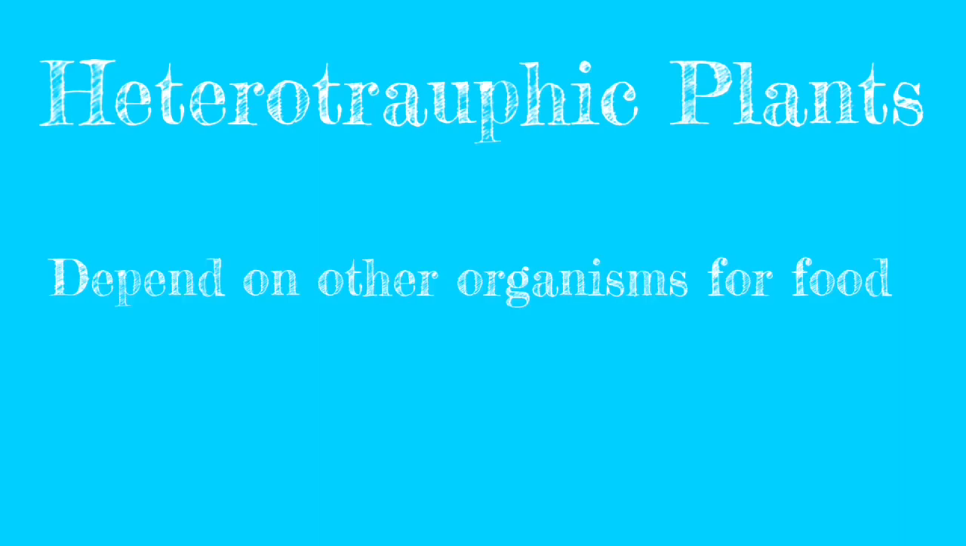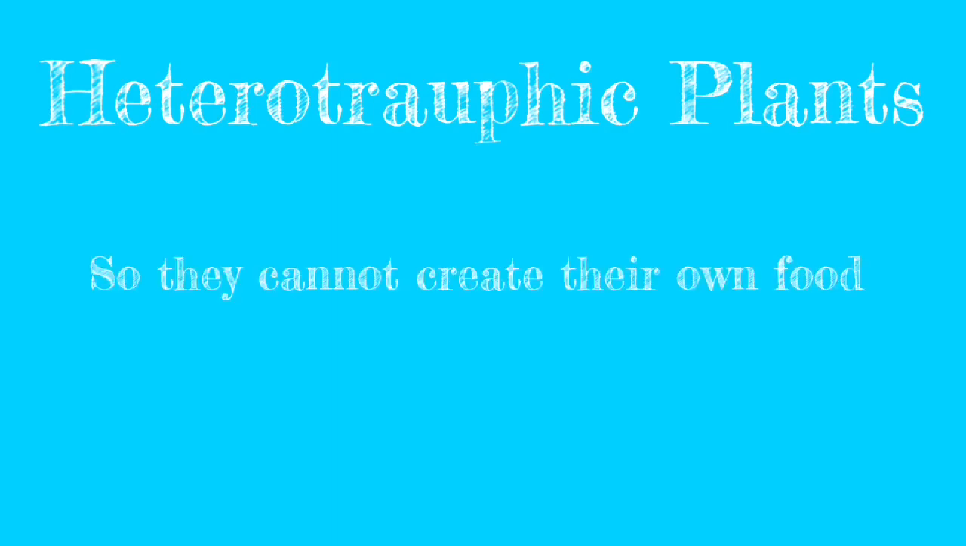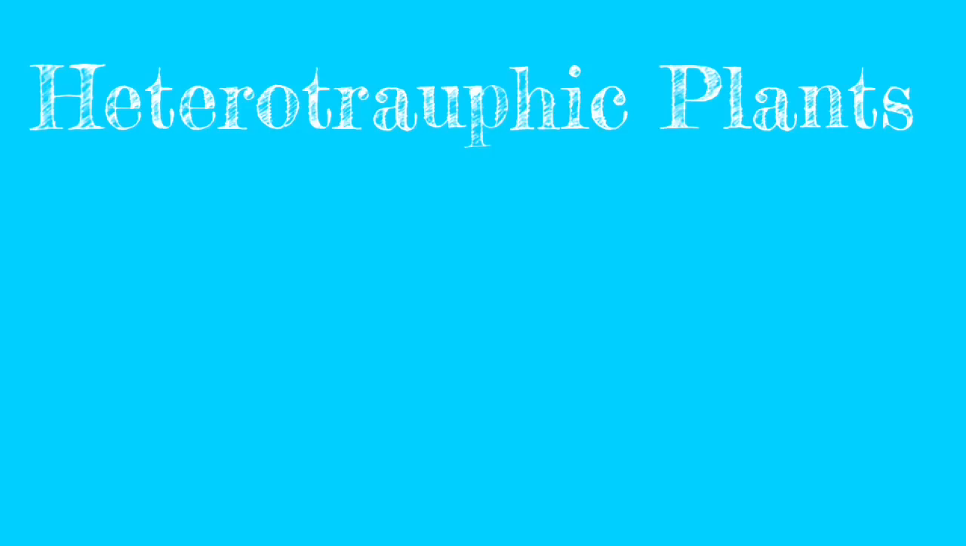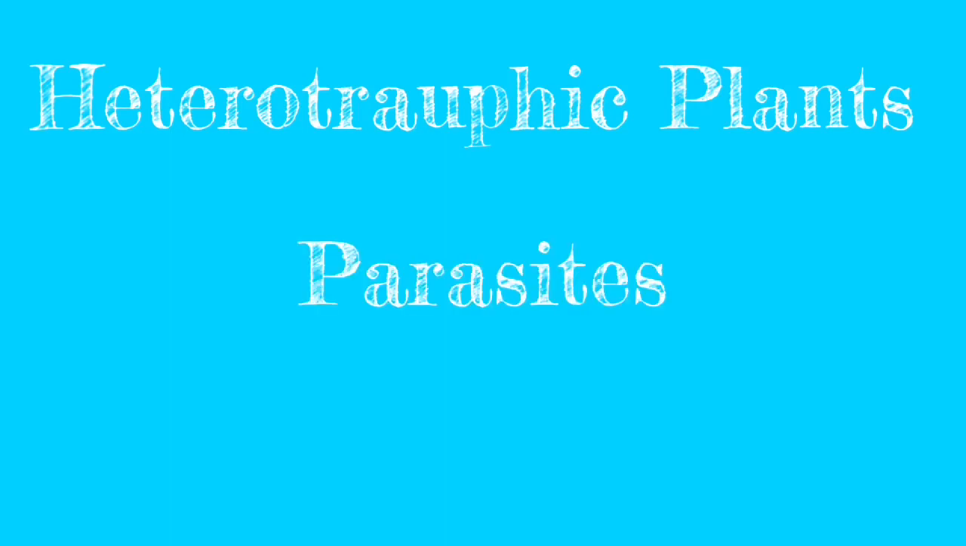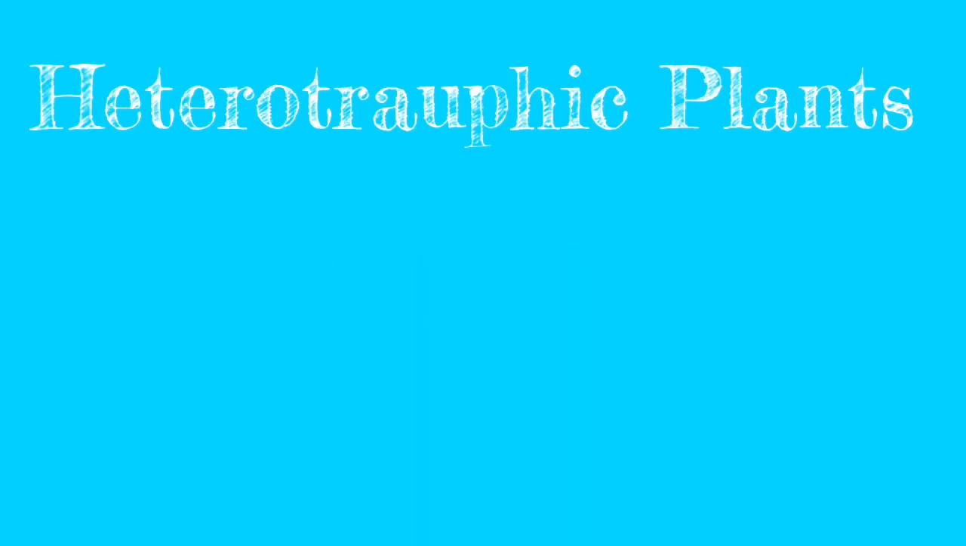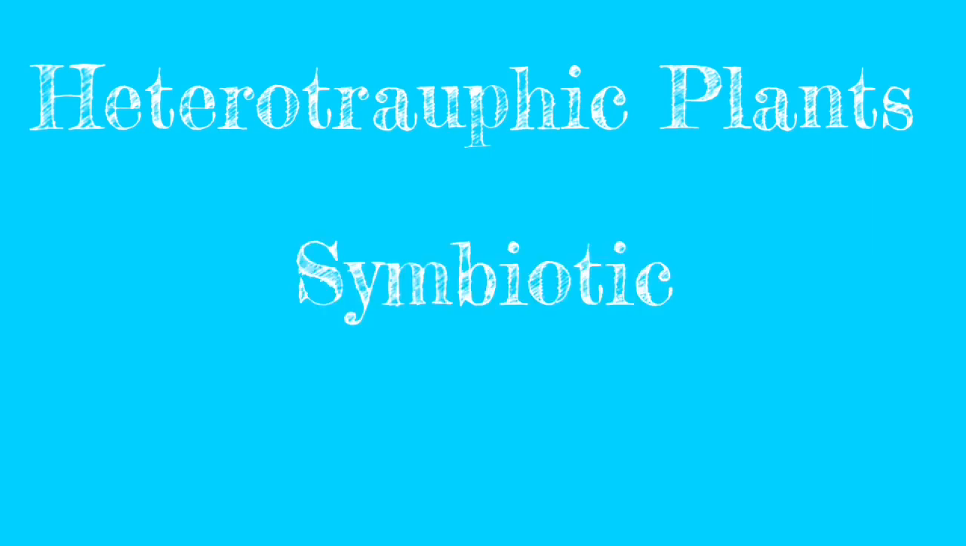So in simpler words, heterotrophic plants are those plants which depend on other organisms for food. So they are unable to make their own food like green plants or autotrophic plants. These heterotrophic plants can be classified into 4 different groups: parasites, saprophytes, insectivorous plants, and symbiotic.